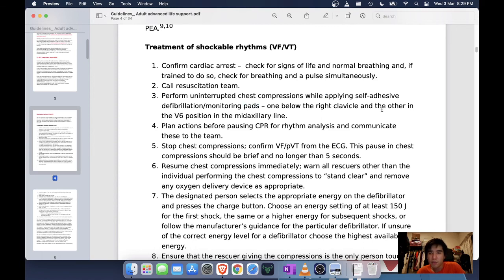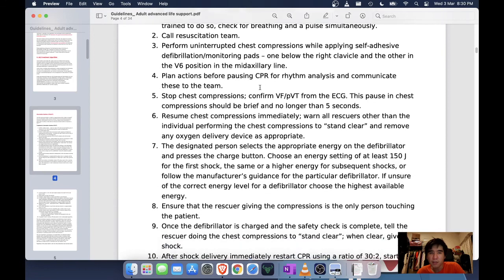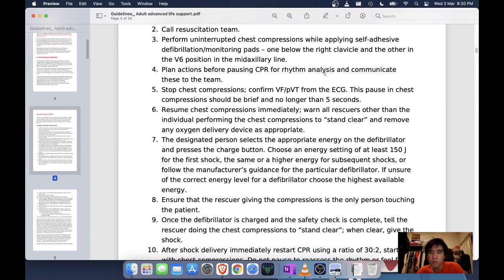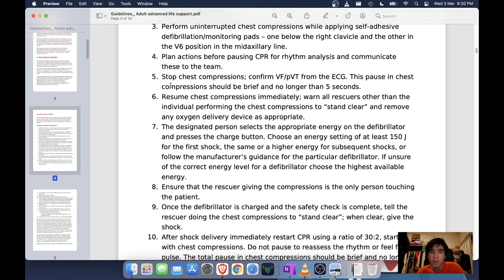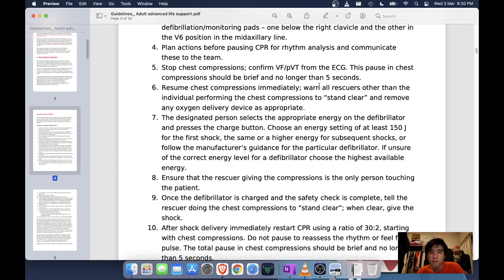One below the right clavicle, the other in the V6 position on the mid-axillary line. Plan actions before pausing CPR for rhythm analysis and communicate this to the team. Stop chest compressions, confirm VF or pVT from the ECG. This pause in chest compression should be brief and no longer than 5 seconds.